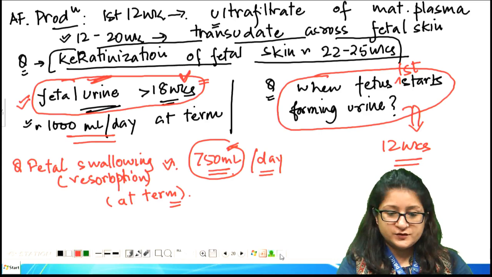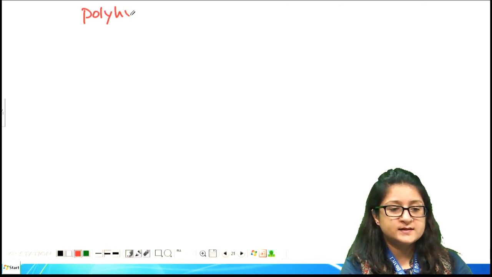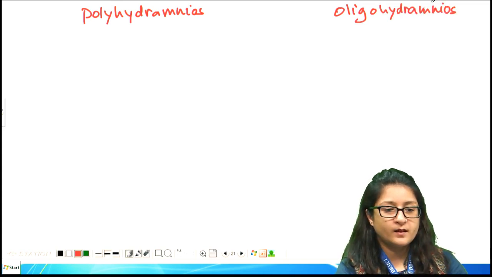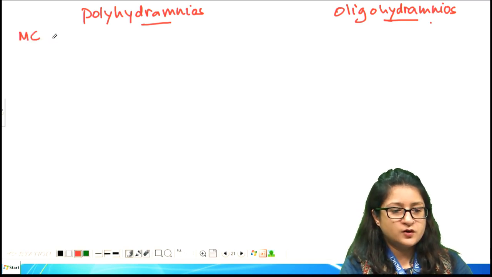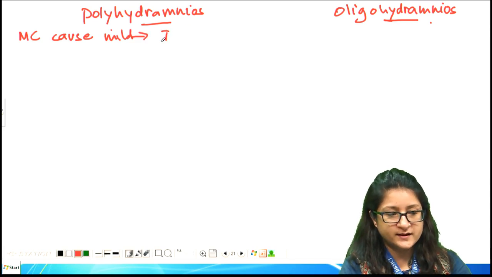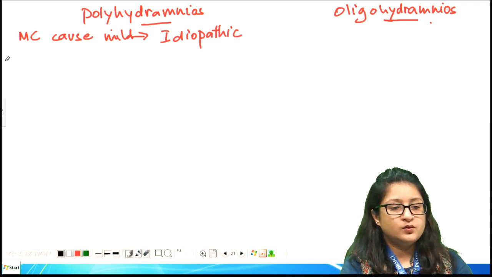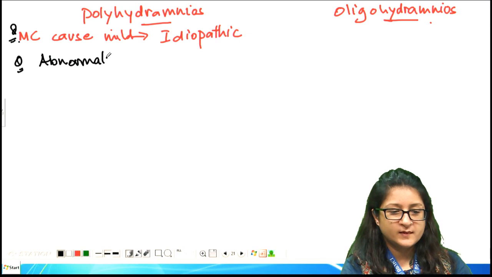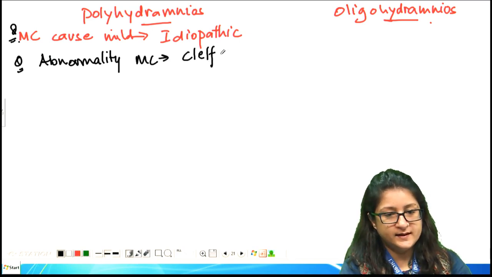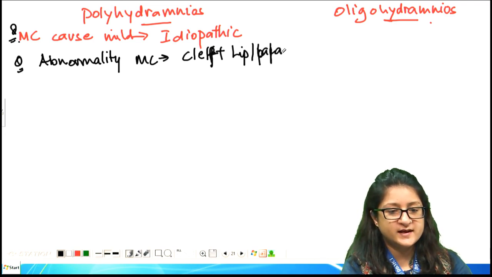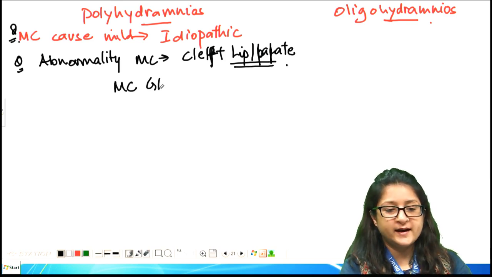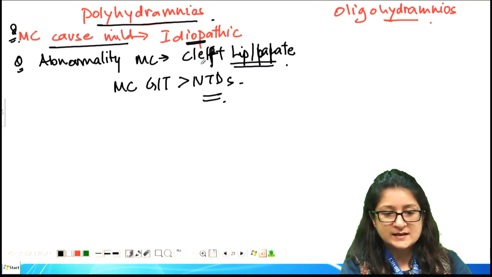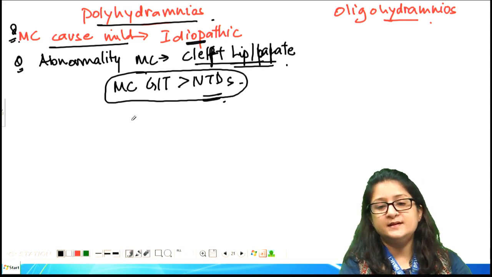So the important bits to remember about amniotic fluid abnormalities are two situations: polyhydramnios and oligohydramnios. The most common cause of mild polyhydramnios is idiopathic. If they ask about an abnormality, then the most common is cleft lip and palate, which involves defective swallowing. So the most common are GIT abnormalities, more than neural tube defects. In polyhydramnios, the most common cause is idiopathic. After that, it is cleft lip or cleft palate, so GIT abnormalities, and then neural tube defects.